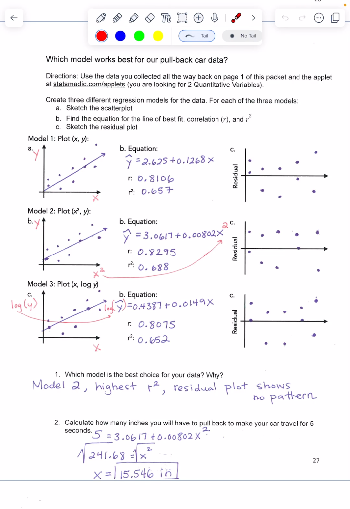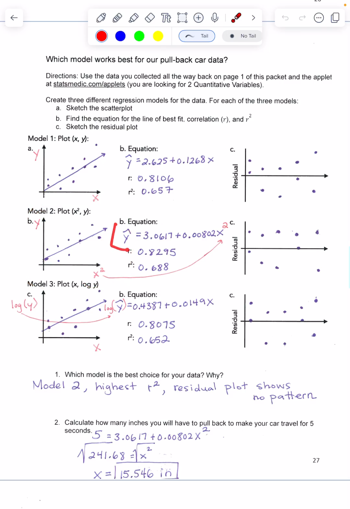Okay, we're back, and I am going to share what I got with my data. Now, full disclosure, yours might be quite different depending on your data. But here we go. This is what model 1 looked like, where we just have our standard x on the x-axis and our standard y on the y-axis. This is what my residual plot looked like. This is what model 2 looked like, where I have x squared and y.